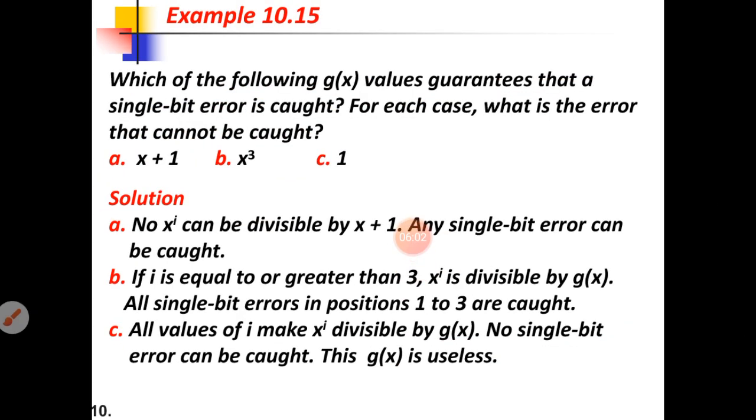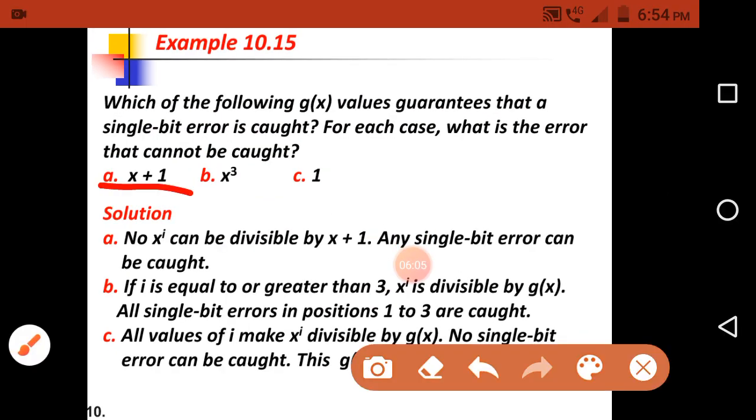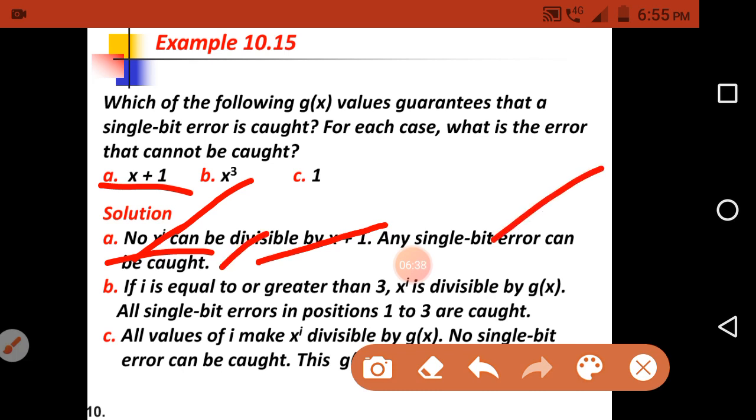Okay, so first we need to take x plus 1. As already told, x plus 1 is in the form of generator that we have to use to detect the single bit error. That's why x raised to i cannot be divisible by x plus 1. x raised to i is nothing but the error, and x plus 1 is nothing but the divisor. No x raised to i can be divisible by x plus 1, which means any single error can be detected.